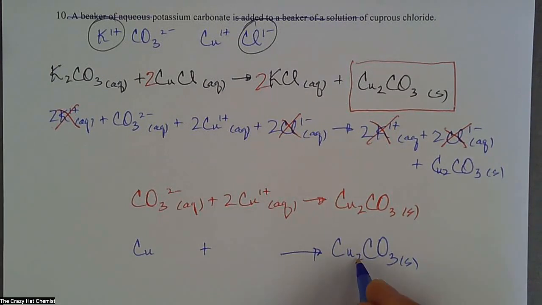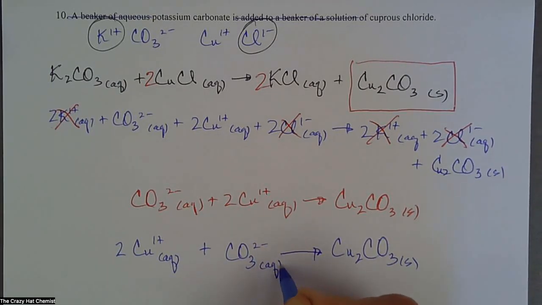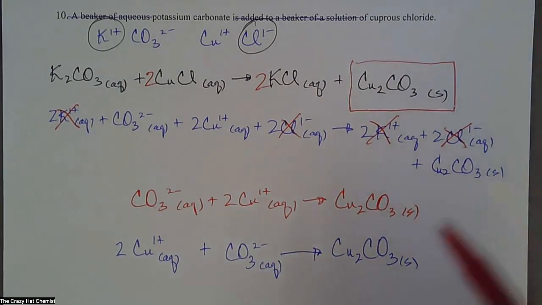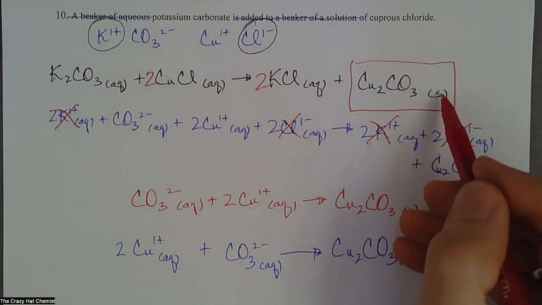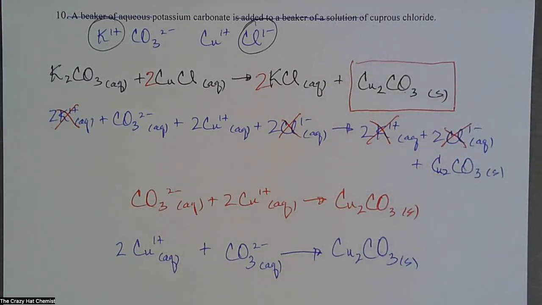And what's the charge on this copper? It's 1+. How many coppers? There are 2 of them, and it's aqueous, always on the reactant side. Then I have a carbonate, which is 2-, aqueous, and there's 1 of those. And now I have the net ionic equation just by taking the insoluble product. That's another way of doing that. So hopefully that makes sense.